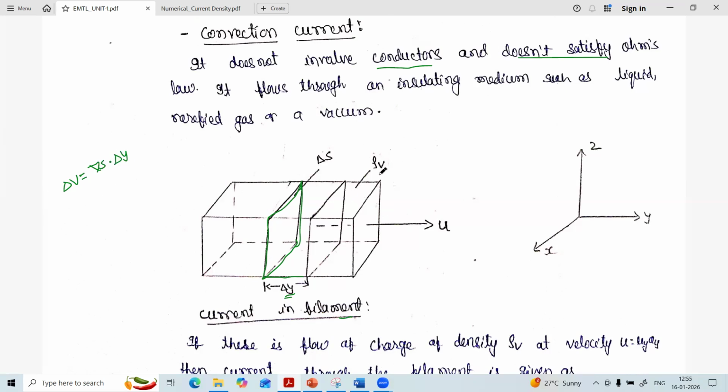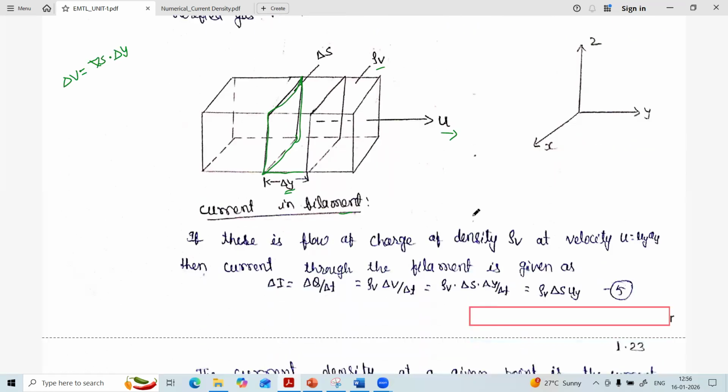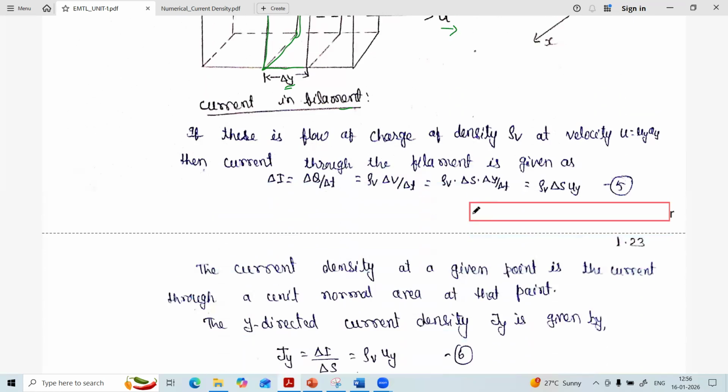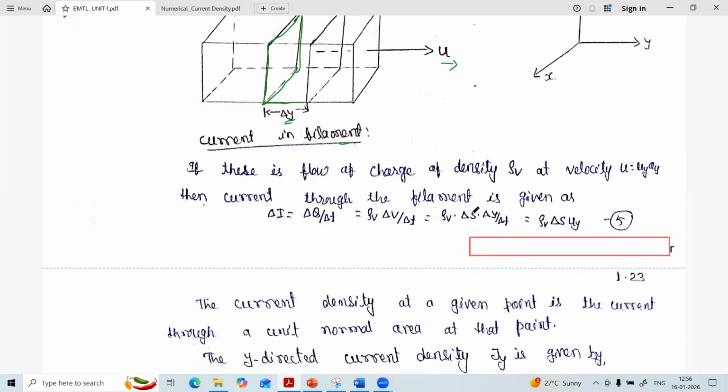In this, we are considering the charge density rho v, and small u represents the velocity with which the charge is going to move. It passes through this area, and the coordinates considered are like this. So u is along the y direction, which is important here. Now we'll find the current in this filament. Since the velocity is u equal to u y a y, it is along the y direction.